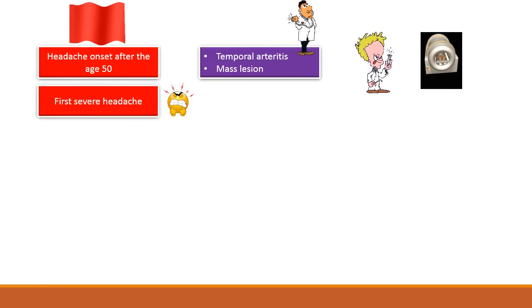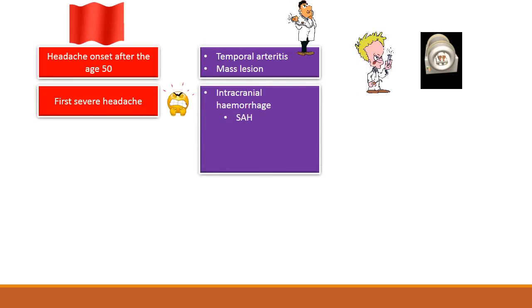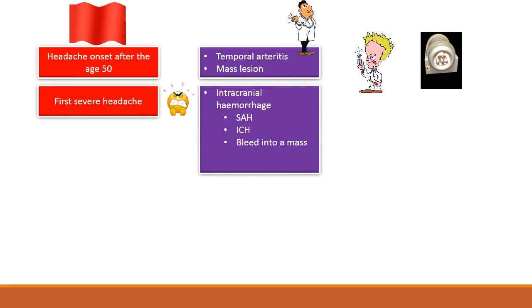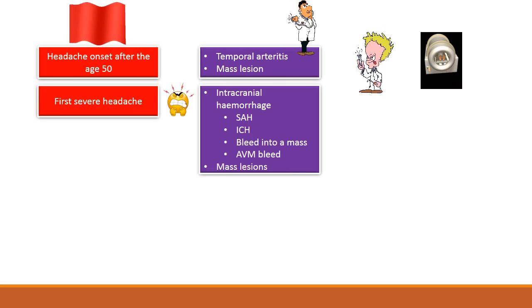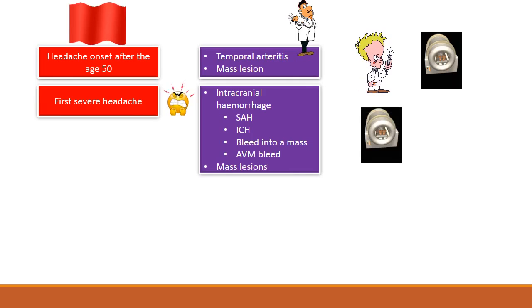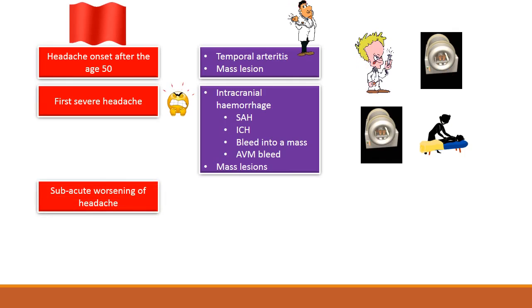If patient complains of first severe headache, the differential diagnosis includes intracranial hemorrhage, that is subarachnoid hemorrhage or intracerebral hemorrhage, or bleed into a mass, or AV malformation bleed, or there could be mass lesions. So the workup should proceed with neuroimaging and lumbar puncture if not contraindicated.